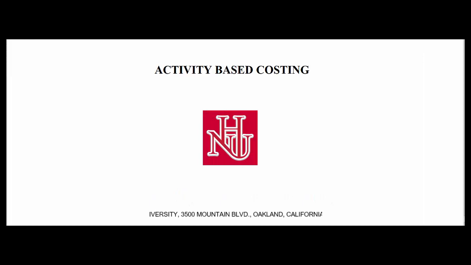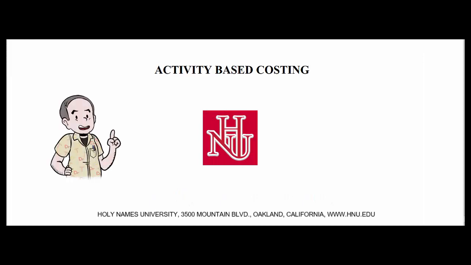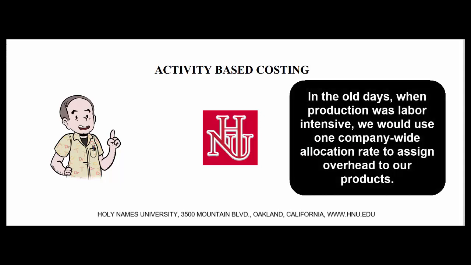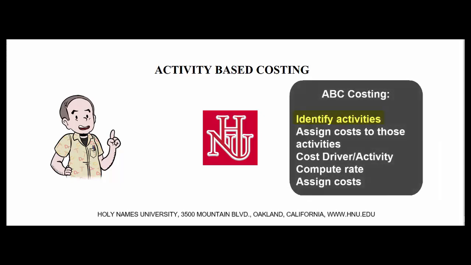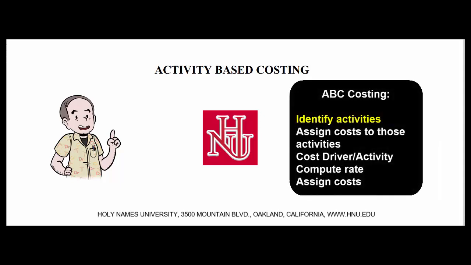Okay, we're talking about assigning overhead costs to products or services. In the old days, we would just have one company-wide rule, but as we got more sophisticated, as overhead became a bigger and bigger part of our automated process, we developed the ABC system, where we identify activities that consume resources. We assign cost to a cost pool for each activity identified.